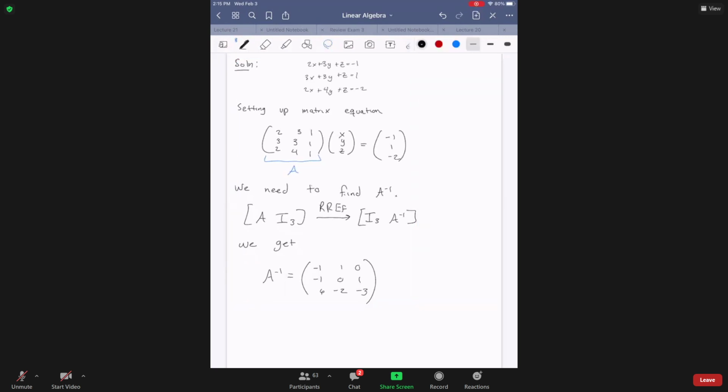So that means now all you have to do is multiply both sides of this equation by that, and you get the solution. So x, y, z is going to equal A inverse, 1, 0, 0, 1, 6, -2, -3, times b, which was -1, 1, -2. So if you do the matrix multiplication here, it's just going to be -1 times -1 plus 1 times 1, so it's just going to be 2.